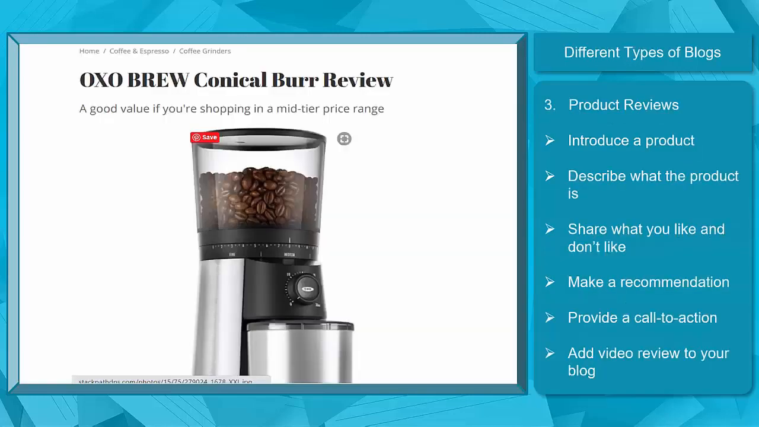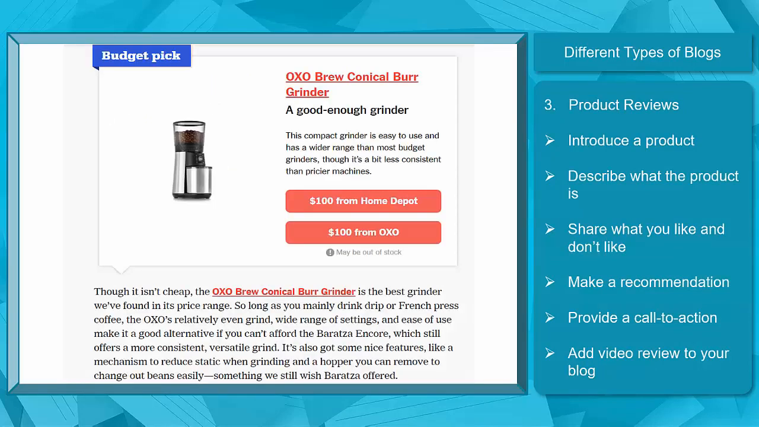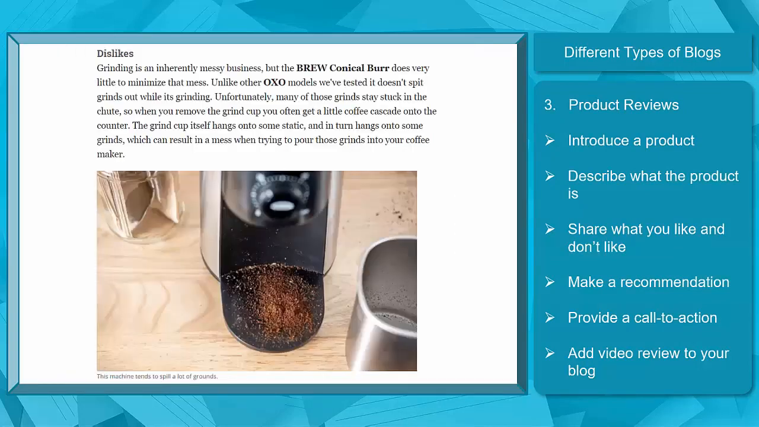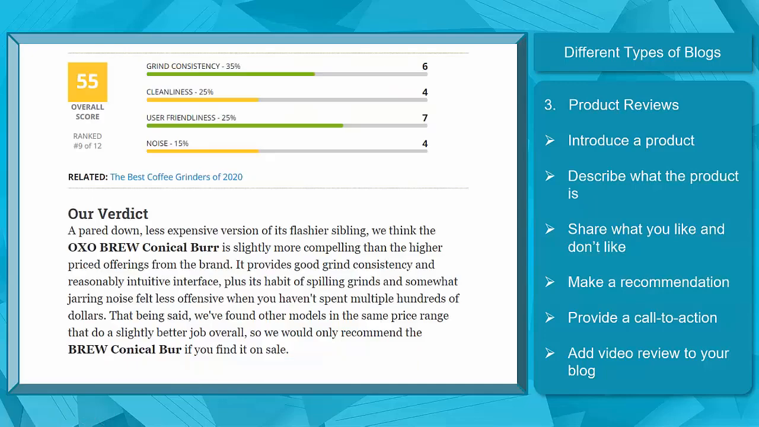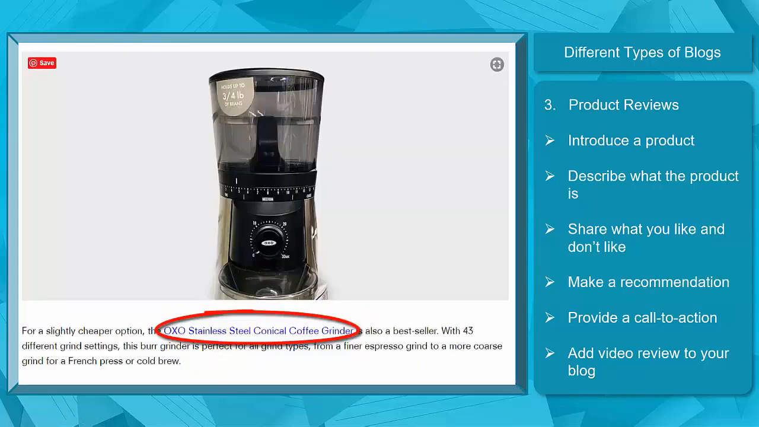Next, product reviews. You can introduce a certain product in your blog and describe what that product is. Then you can share what you like and don't like about the product. That way, people can see the benefits that they too would also like to experience. If they see the cons of the product, they will be aware of it and appreciate it since you are genuine with your review. What you can do in the end is to make a recommendation and provide a call to action.